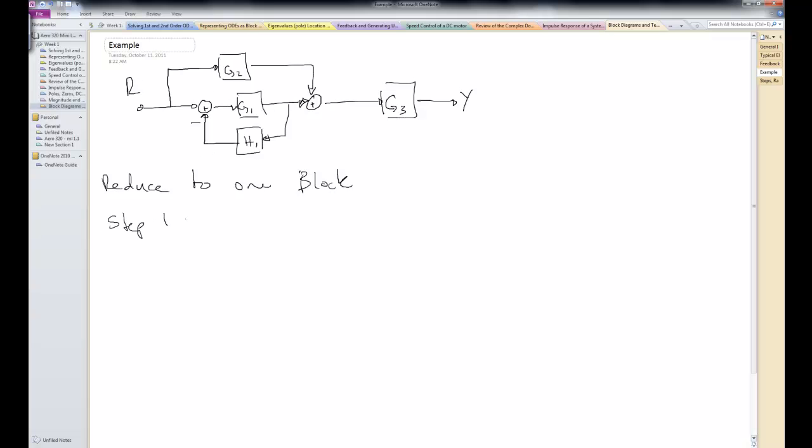So step one is to start with the inner feedback loop, and that means that I can take this set of blocks here and apply the rule, and I get G1 over 1 plus G1 H1. So that means that the whole system now looks like the following. I have R. This goes into G1 over 1 plus G1 H1. Right? And so that's this loop being reduced down to one block.